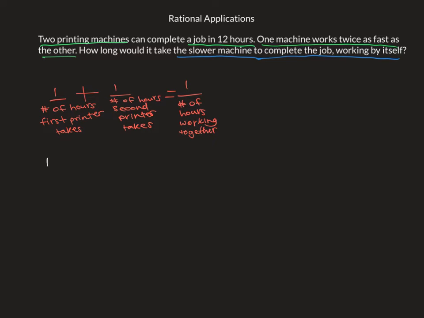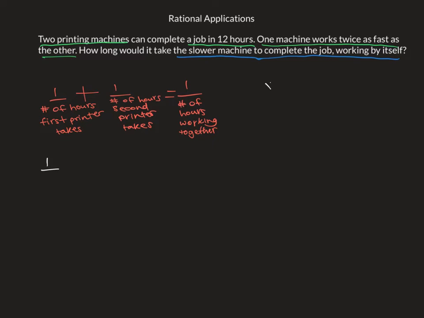So we have 1 over, so how long does the first printer take? Well, we're not given an exact numeric value, and same with the second printer. We don't know how long it takes, but we do know that the first machine works twice as fast as the other. So what does that tell us? That tells us that, just like it said, one works twice as fast.